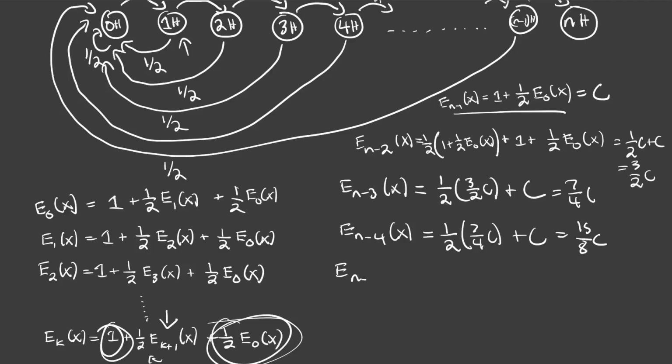Let's just do one more, e sub n minus 5 of x. I'm just going to take 1/2, plug in the term I got before, which was 15/8 c, and then just add on c. So in this case, now I would get for this whole term right here, I'd get 15/16 in the middle, and then plus 16/16 c right here. So this would give me 31/16 c.